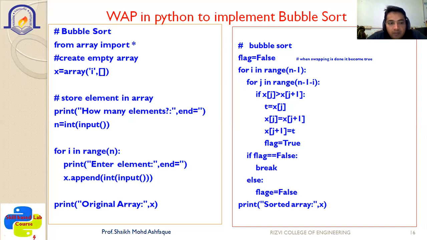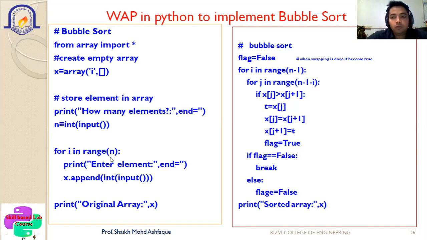So for that purpose, we are accepting the n. So n is equal to int, then input. We are accepting the input from the user as the limit, right? Whenever you want to insert the data into the array, at that time you should know the location from 0 to n minus 1. That n minus 1 is defined with the help of the n, and it will always start from 0. So for i, we are using for i in range, then n.